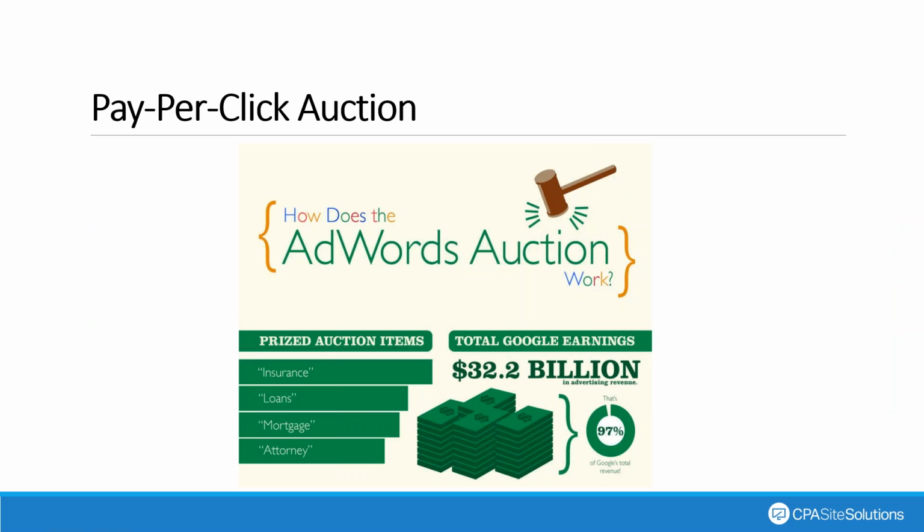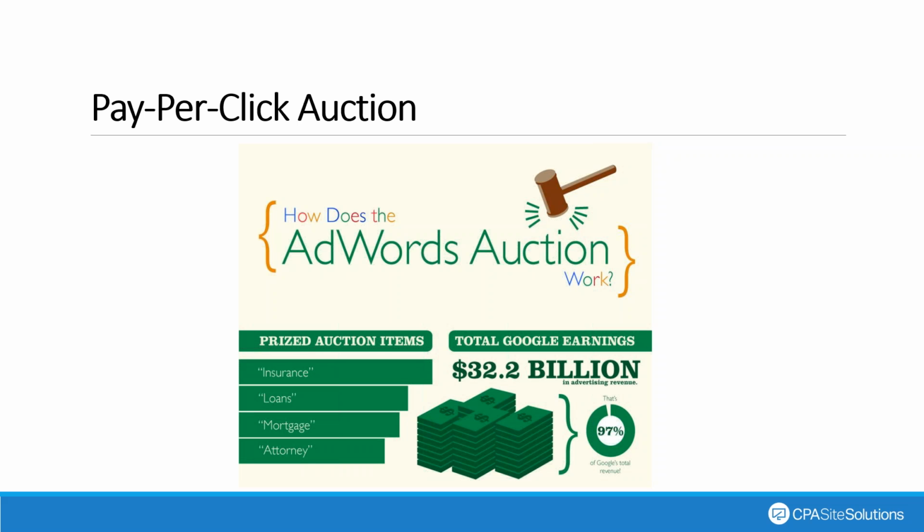So how does it work? I'm not going to go into the great details. Just know that Google and Bing and all of the search engines have complex algorithms that run every second, in milliseconds, every time someone searches. But I just wanted to give you a high level of how an online auction, it's really a pay-per-click auction, actually drives what ads show up. And Google made, I think it was last year, over $32 billion in advertising revenue on pay-per-click advertising.